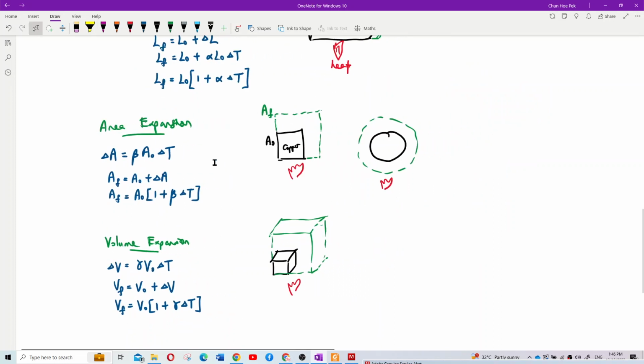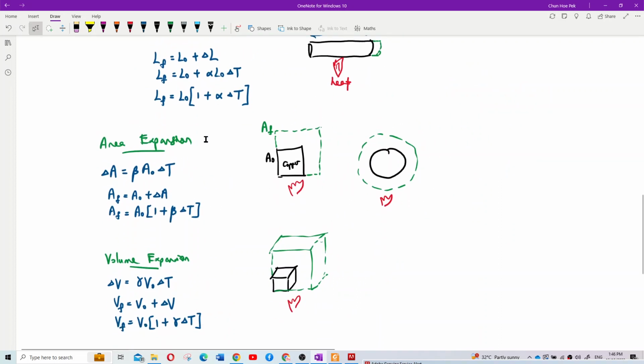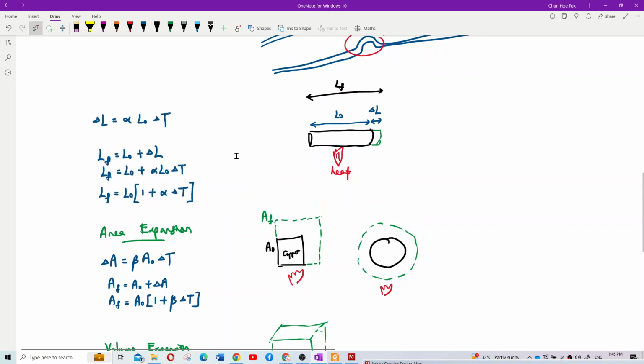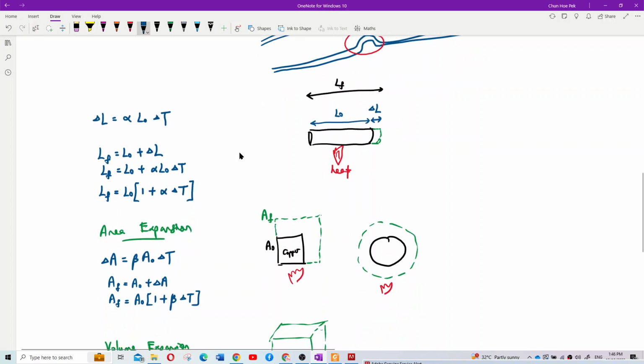Okay, class. Now I should write it like this over here. All these are for the linear expansion.